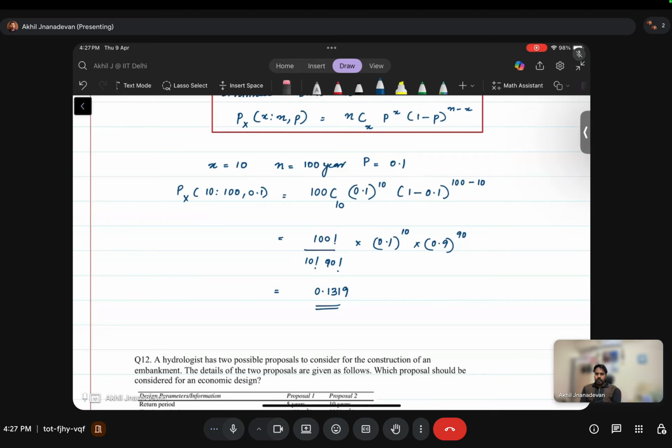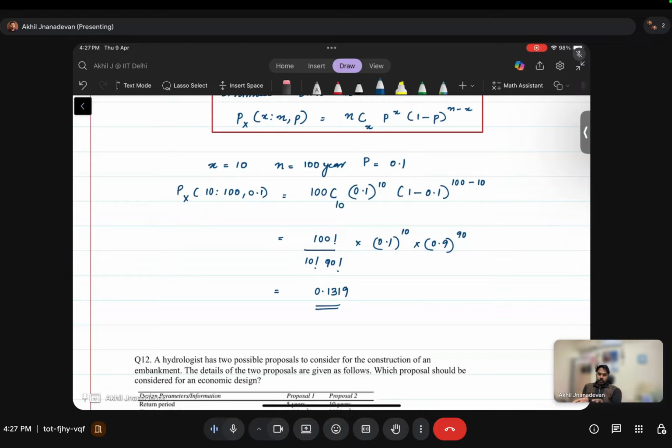Okay, so occurrence of one flood in a 10-year period, the return period is 10, that is 1 by 10, which is 0.1.